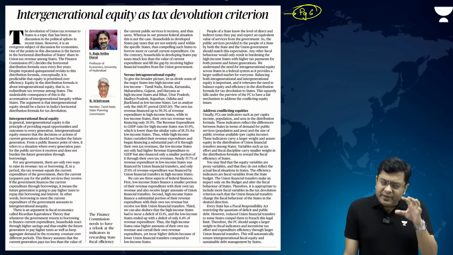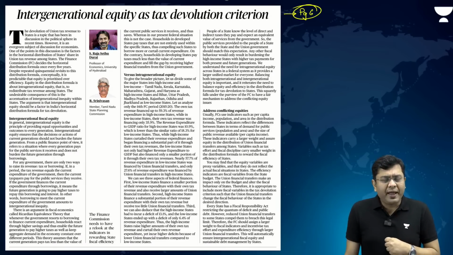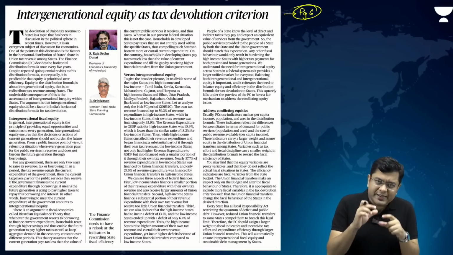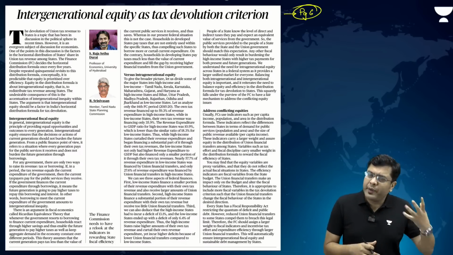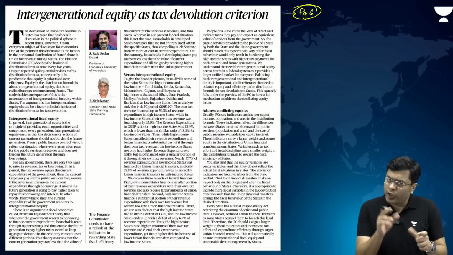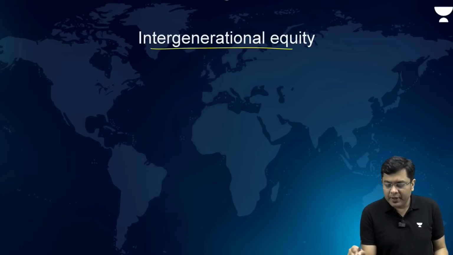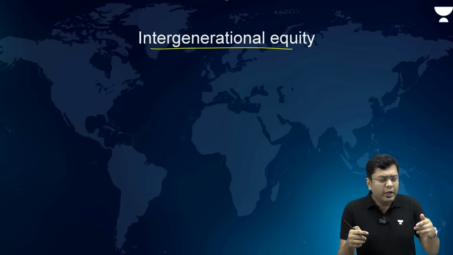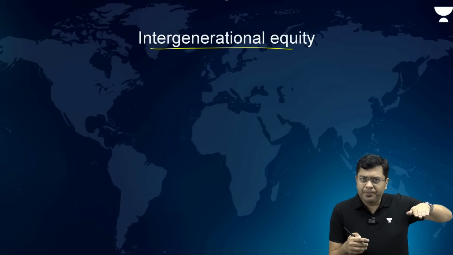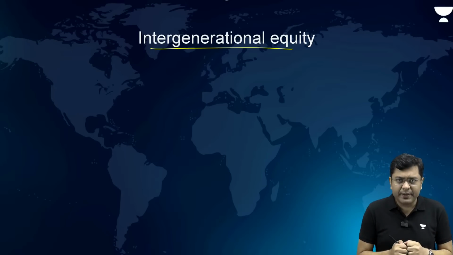But then, this particular article talks about the fact that when we talk about tax devolution, there needs to be intergenerational equity as well as intragenerational equity. What are those terms? Intergenerational equity, first of all. Intergenerational means what? From one generation to the other. So what is the concept behind it?